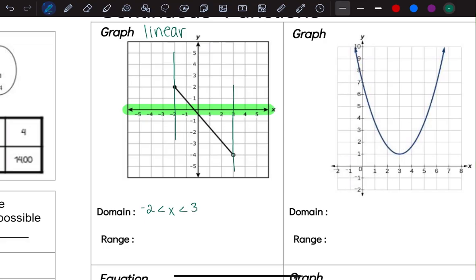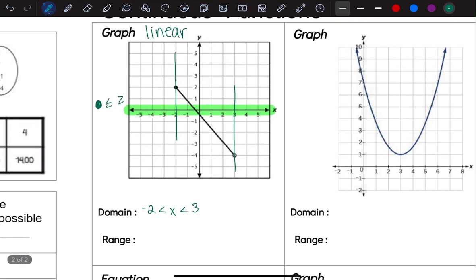Now I'm going to make sure that I'm using the correct inequality symbol. So if you remember, for a solid dot, you're going to use less than or equal to or greater than or equal to. And for an open dot, you're going to use less than and greater than. Since on -2, we have this solid dot, we're going to use less than or equal to. And for the number 3 on our x-axis, we have this open dot. So we're going to leave it as less than.